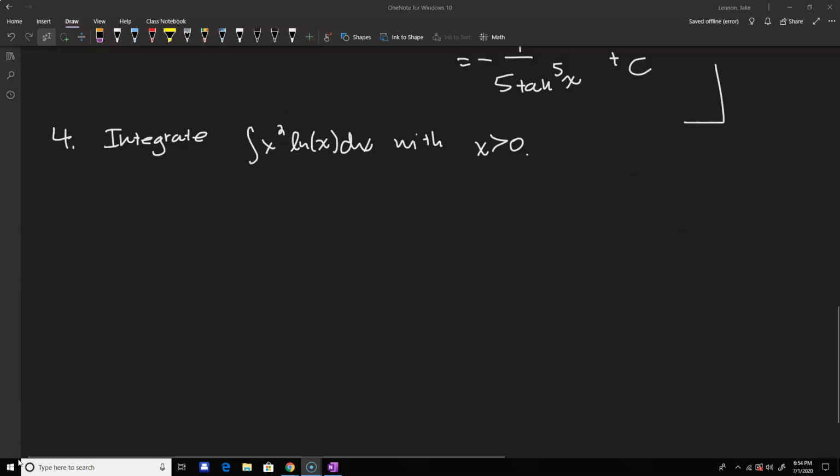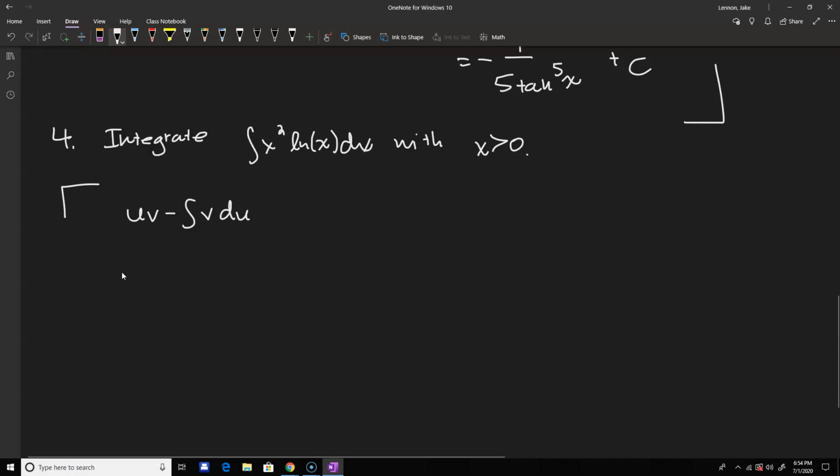Okay, so this third example is an integration by parts. So let's just recall the integration by parts formula. It's uv minus the integral of v du. So in this case, the thing that's easier to differentiate is the natural log.